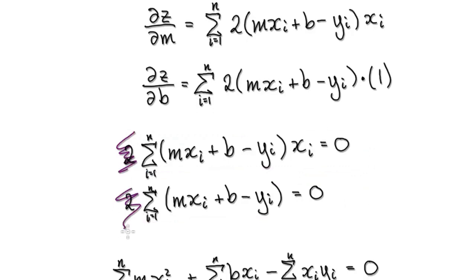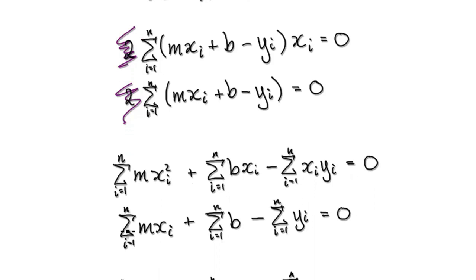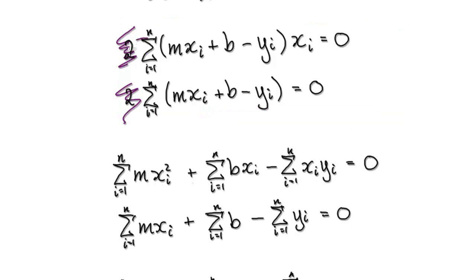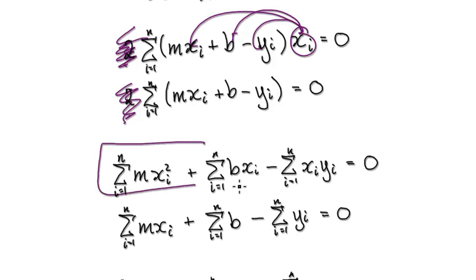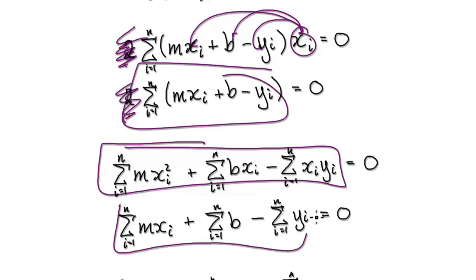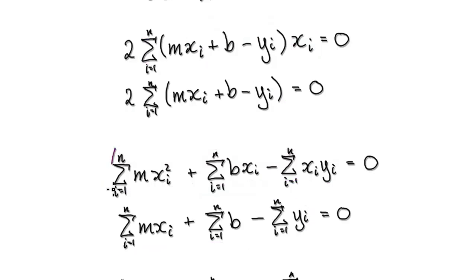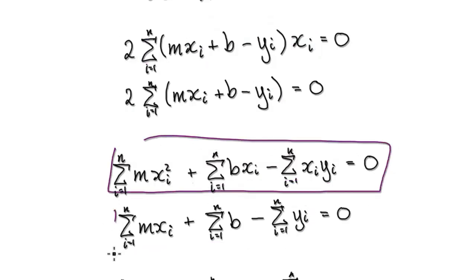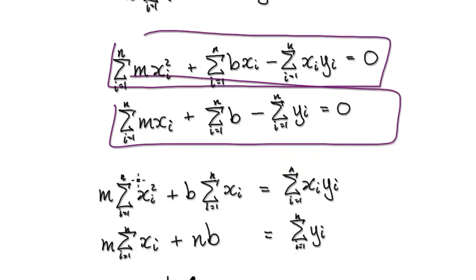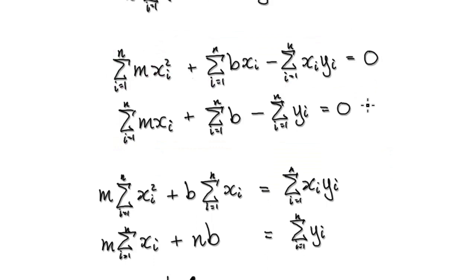So we are currently here, and then divide everything by 2. That will eliminate these 2, and then multiply this out. That will then give you this whole thing here, and then this thing here is this thing here. So again, we've still got 2 simultaneous equations, 1, 2.